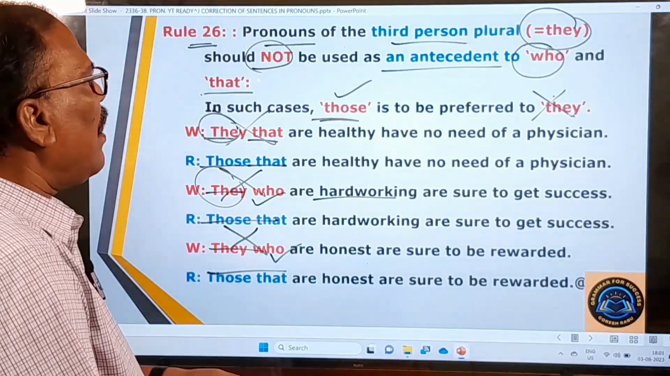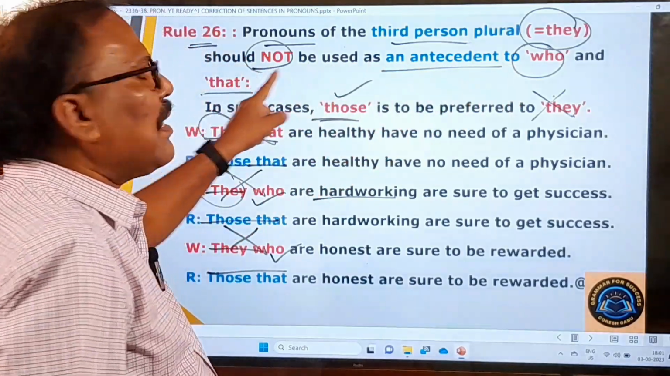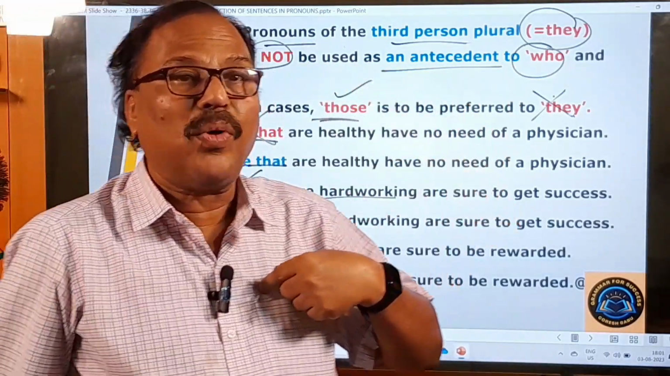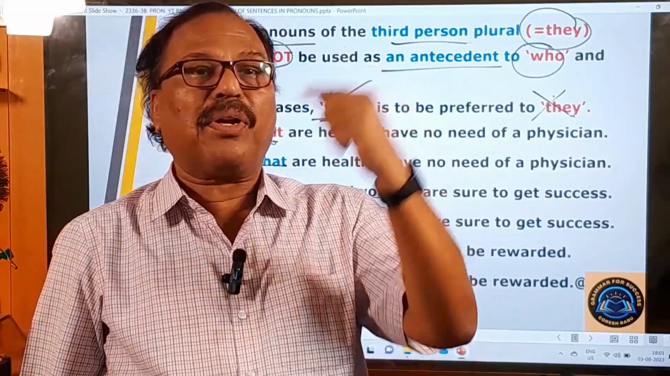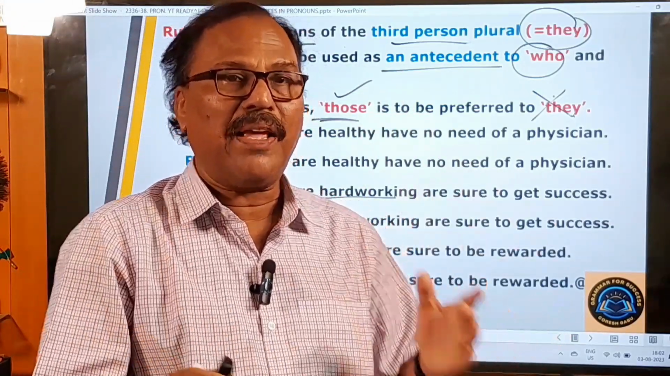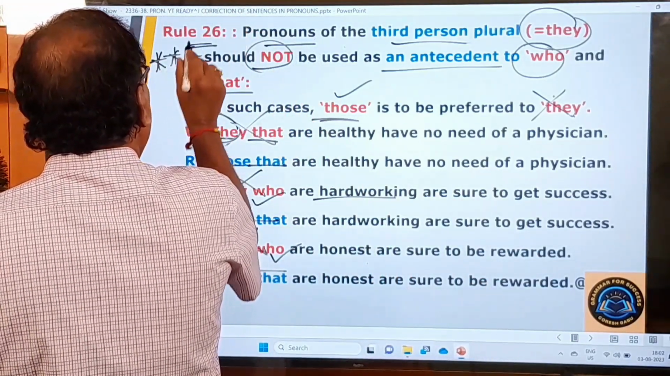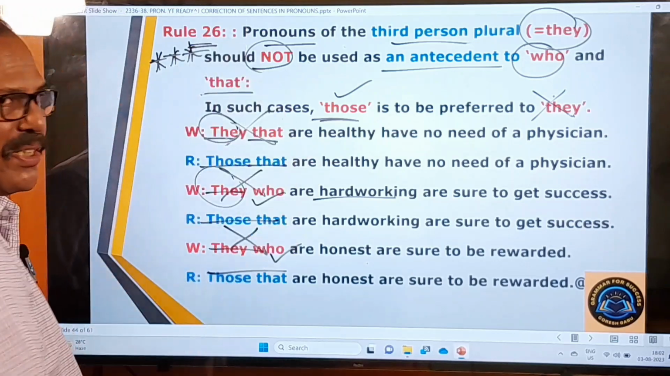So in this way, "who" and "that" cannot relate to or refer to the pronoun "they." Instead of "they," you had better use "those." Okay, please, this is also a very, very important rule from your examination point of view. Please keep this point in your mind.